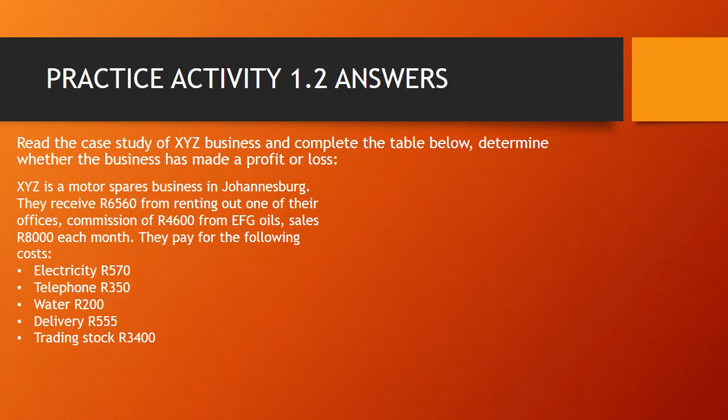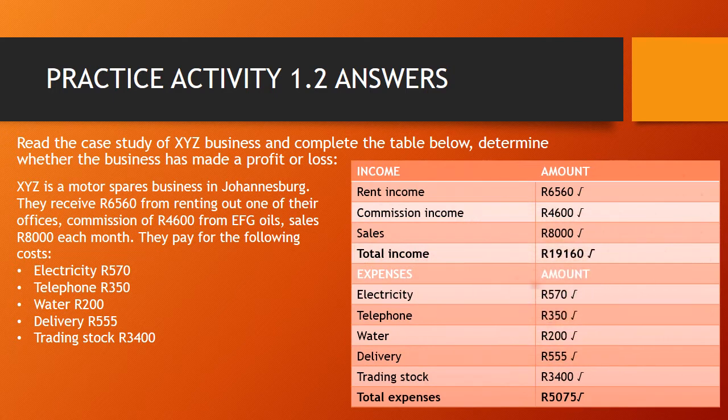Next up, we discuss answers for practice activity 1.2. You were given a case study of XYZ business, and you need to determine whether the business has made a profit or loss. When we look on our right-hand side, there is a table. On the one side, it's written income. The other side, it's written amount. So the first income that we get from the case study is rent income of 6,560. If you have that on your table, you give yourself a mark.